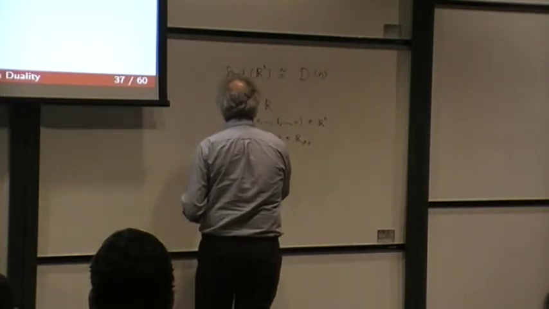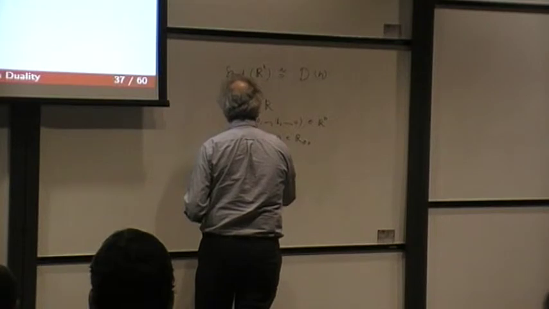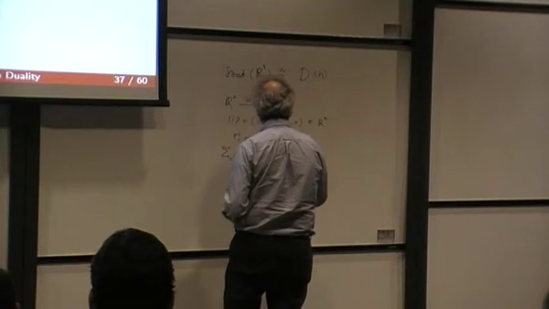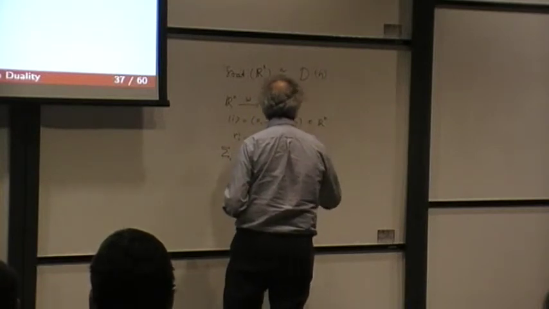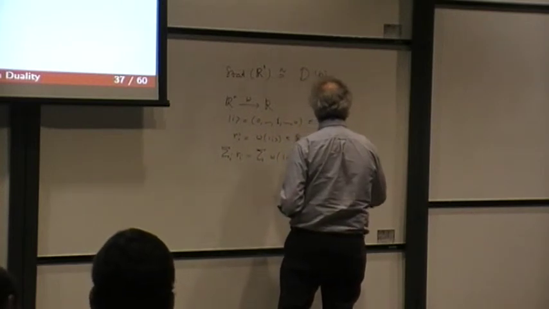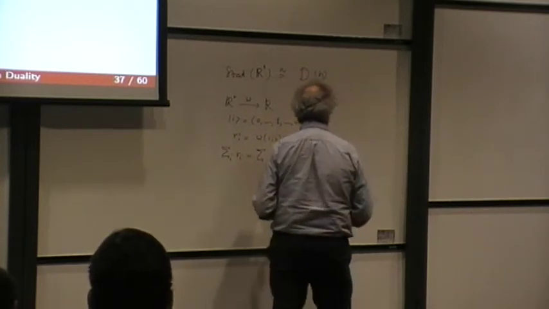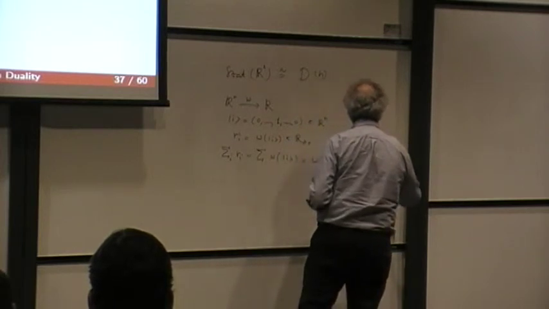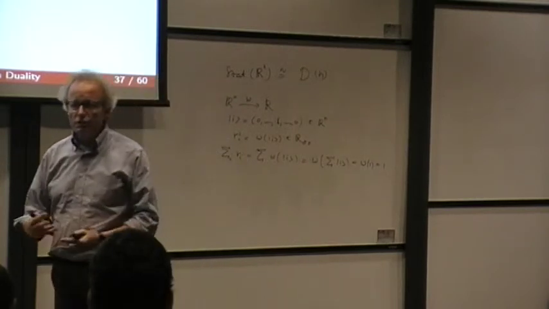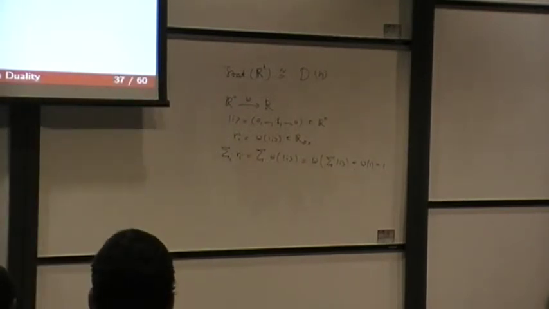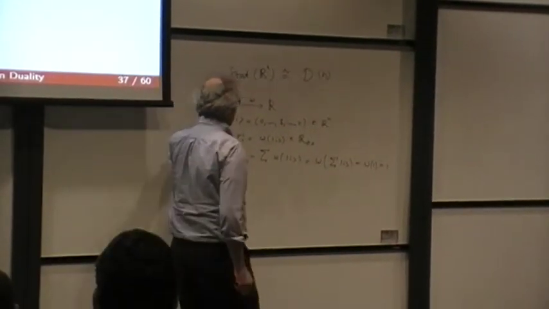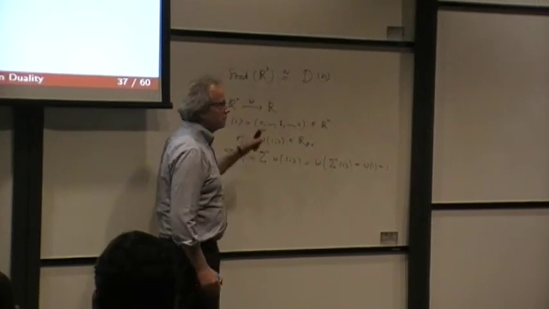Moreover, if I add these r_i, that is the sum of omega of all these base vectors. Now omega is linear, so it's omega of the sum of all these base vectors. This is omega of 1, which is 1 because omega is unital. So you see that distributions over n arise naturally from these states like this.